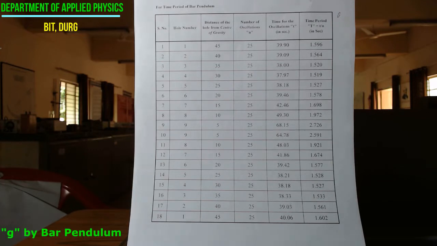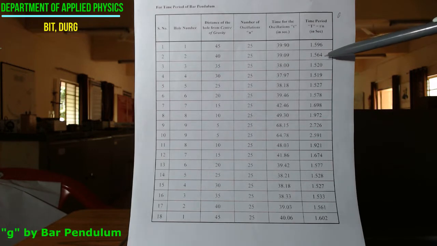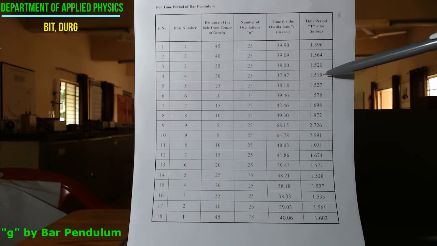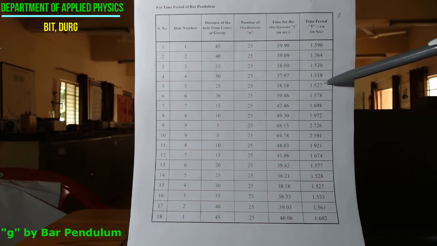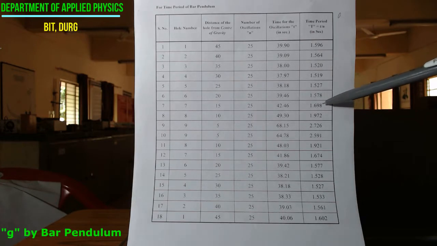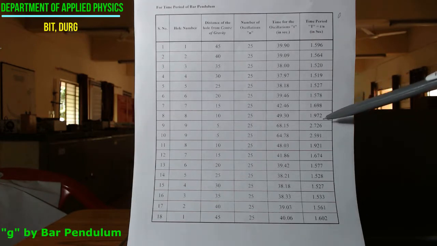Now just one thing I want you to take care of. See how the time period is changing. For the first hole, the time period was 1.59, second 1.56, third 1.52, fourth 1.519. So from the first hole to the fourth hole, the time period is decreasing continuously. But for the fifth hole, you can see that the time period has increased and it has become 1.527, then 1.578, then 1.698. It is gradually increasing until I reach the ninth hole.